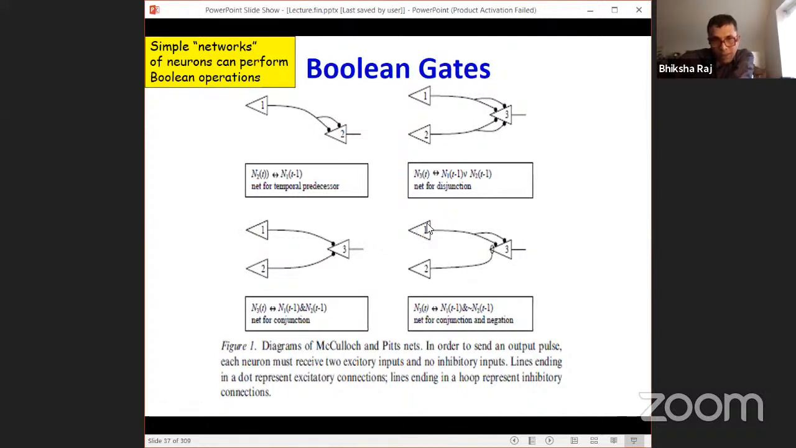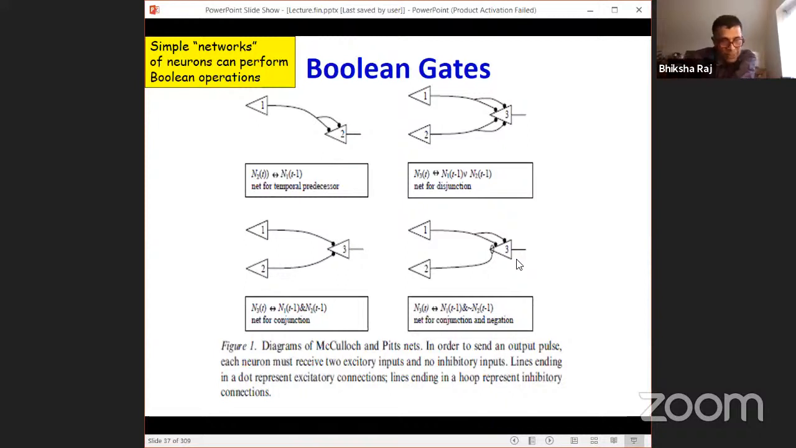This one sends in two copies of itself to three, but two is connected to three through an inhibitory synapse. So if two fires, then three is not going to fire. And so the only condition under which three will fire is if one fires and two doesn't fire. So it's one and not two.